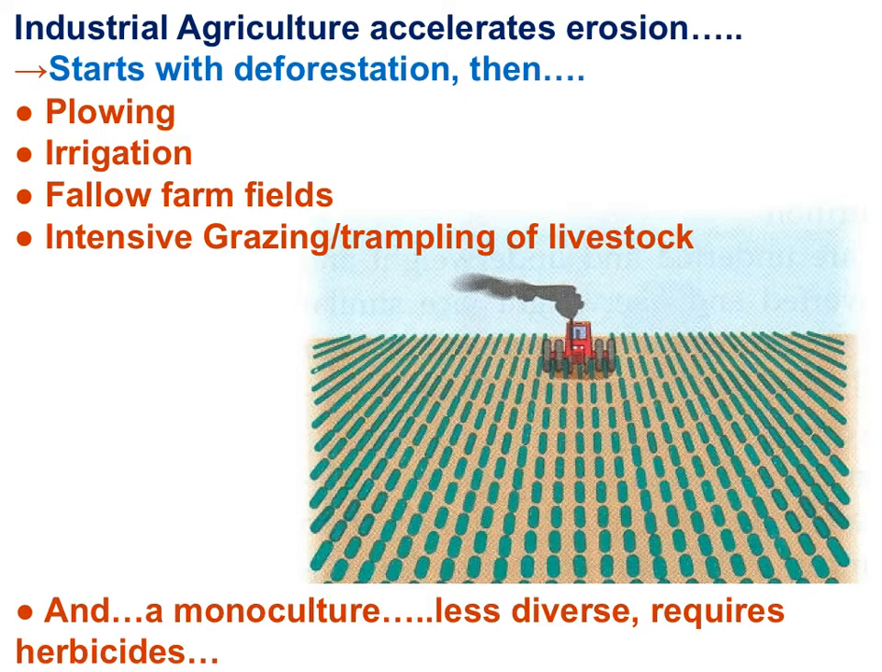Industrial agriculture is also a monoculture, a single crop grown across the entire landscape. Industrial farms are not diverse, they're a monoculture, and they require herbicides and pesticides. Industrial farms reduce soil fertility in many ways. More on this in Part 3.